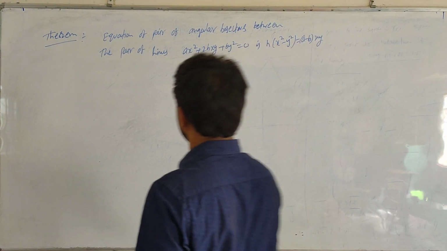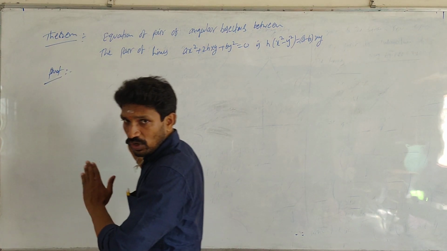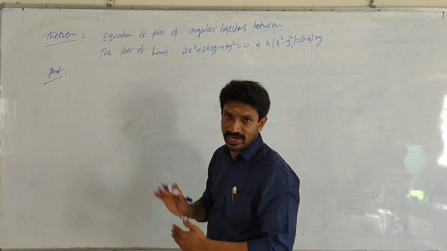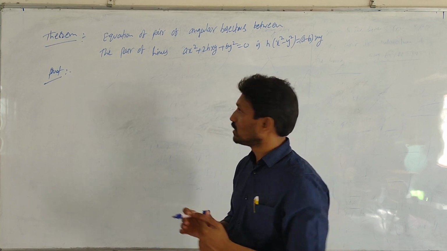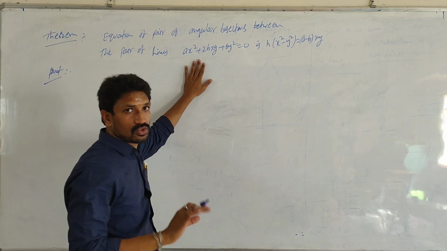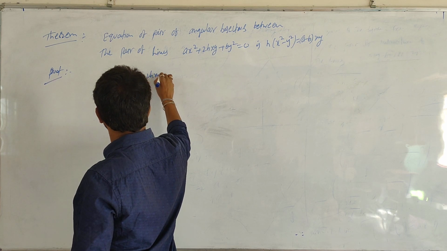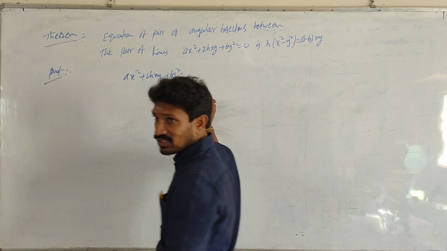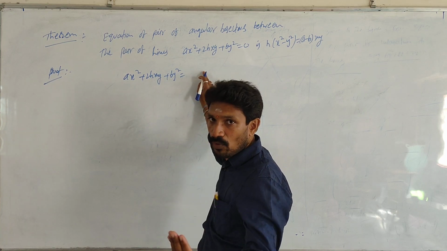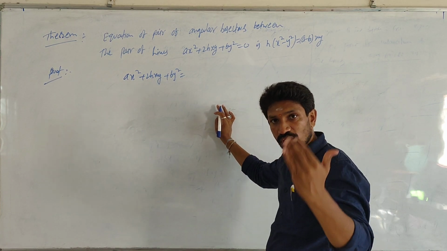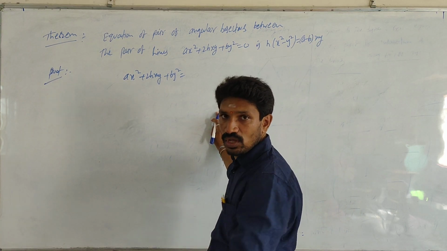See here, proof. This one we are going to prove by using straight lines. So in straight lines also we have angular bisectors. So first you write this one as a pair of straight lines. How can you write ax square plus 2hxy plus by square? It is not passing through origin, so you take the two straight lines which are not passing through origin. Not passing through origin means those two lines don't have constants.